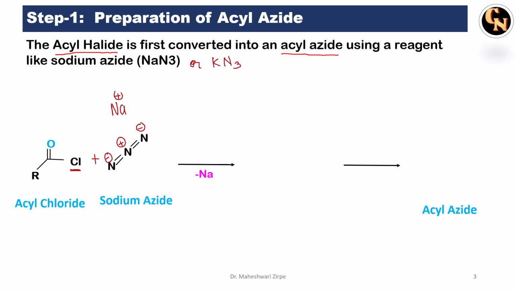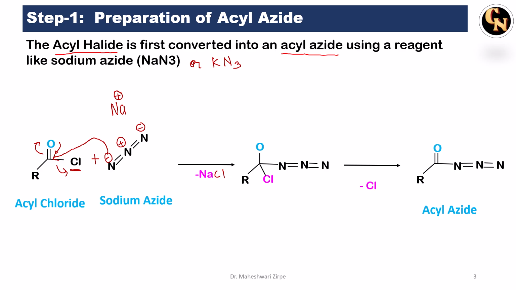Okay, so what happens is the sodium, as I have shown you, is eliminated and this azide group gets attached to the acyl chloride and chlorine will be removed. So basically you will find that this minus sign is going to attack the carbonyl. Okay, it will come back and eliminate the chloride ion. So this Na plus and Cl minus will be the formation and removal of NaCl.